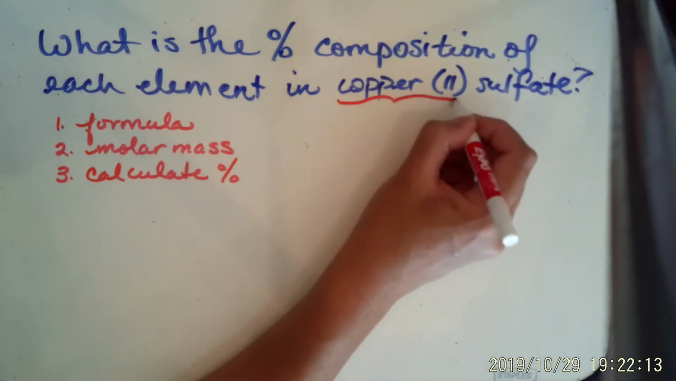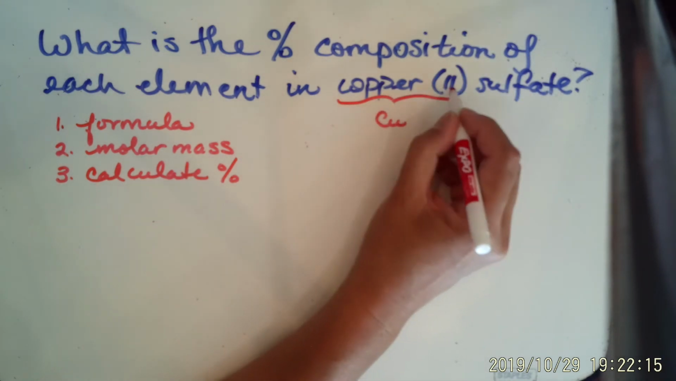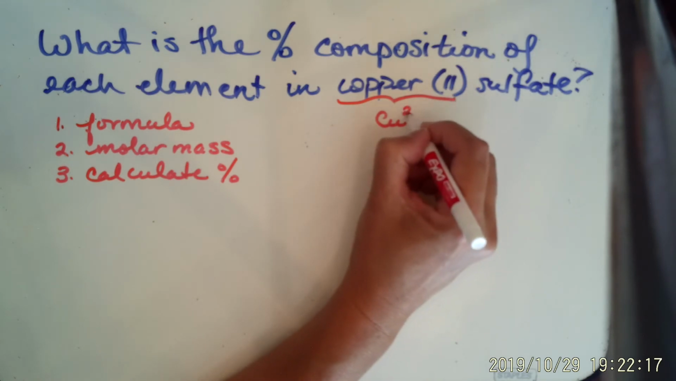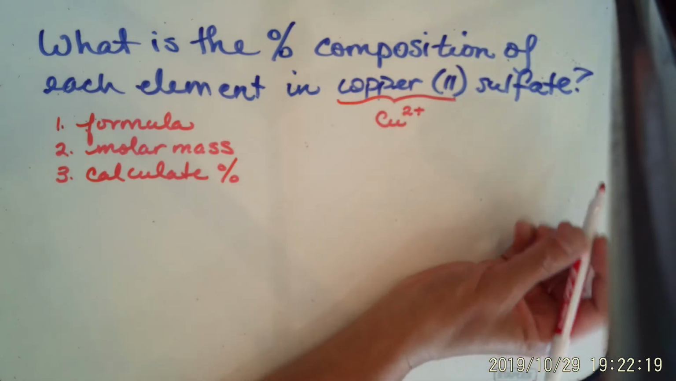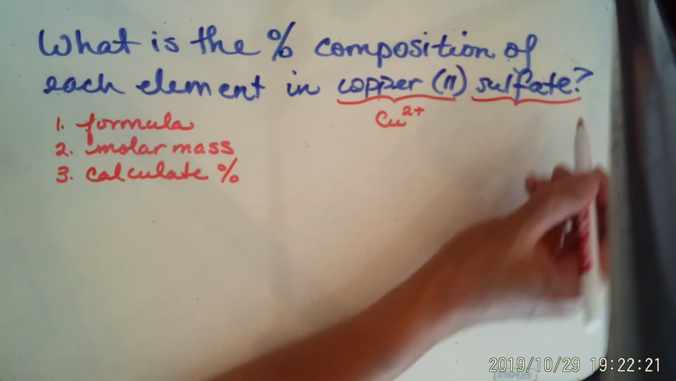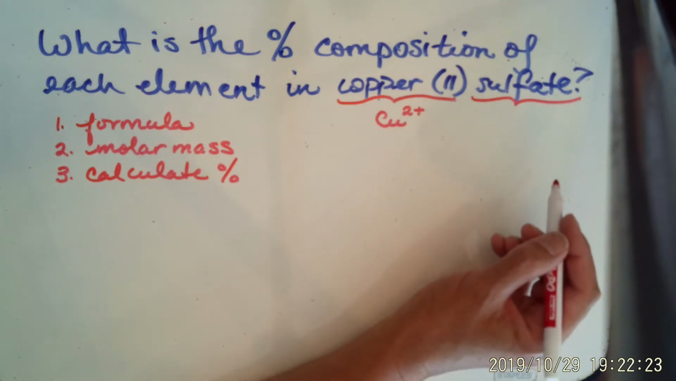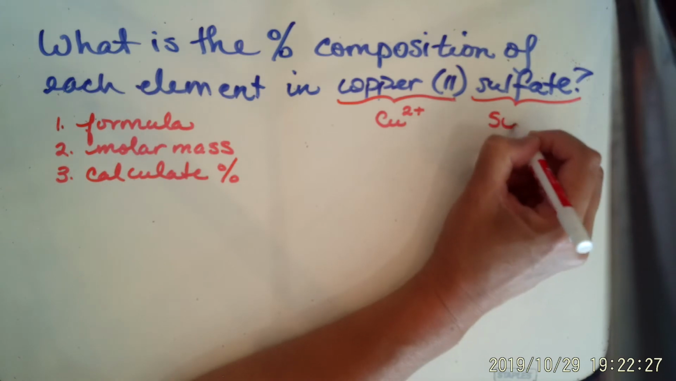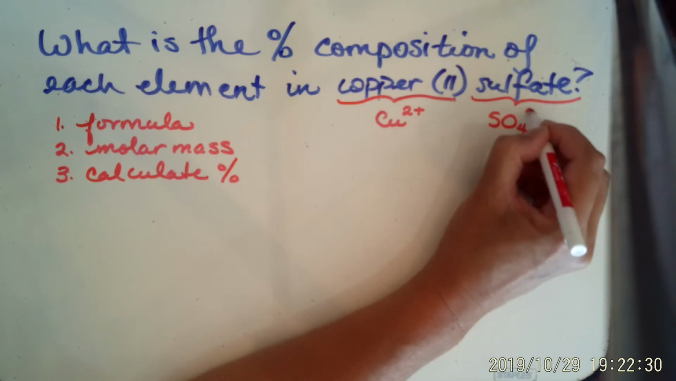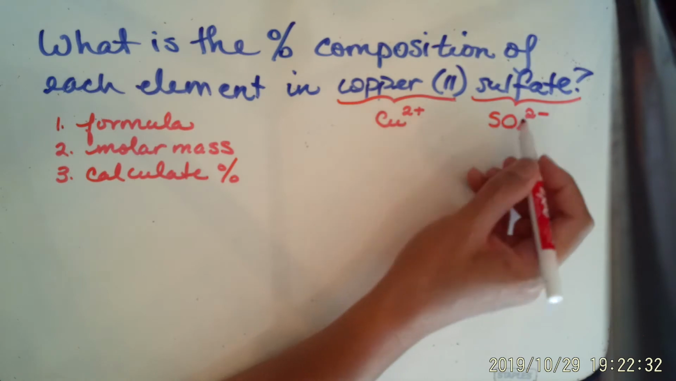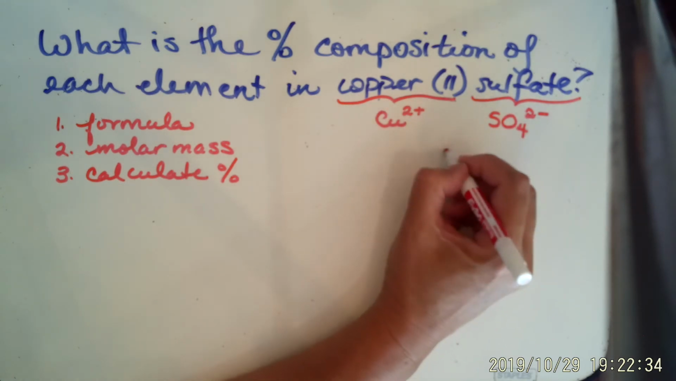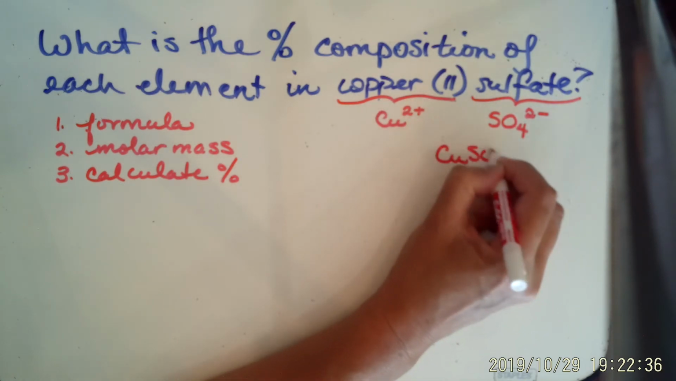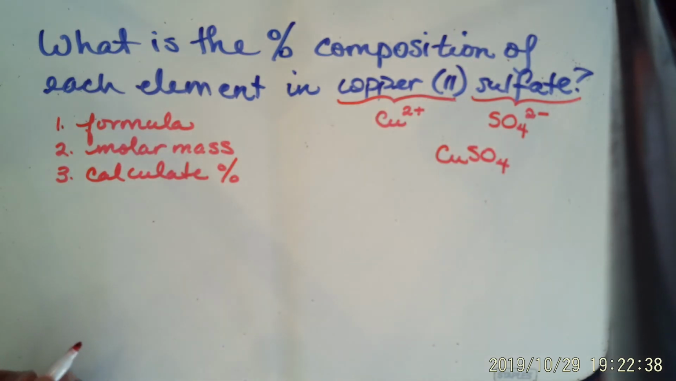Well, copper II ion, remember this is a charge, looks like this. Sulfate, you'll have to consult your polyatomic ion table if you haven't memorized it. Looks like this. So 1 to 1 because we need to make it neutral. This is copper II sulfate.